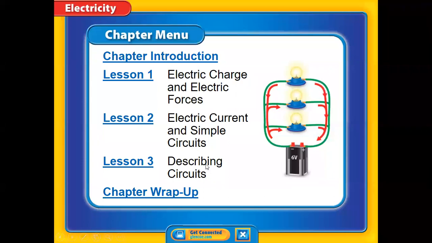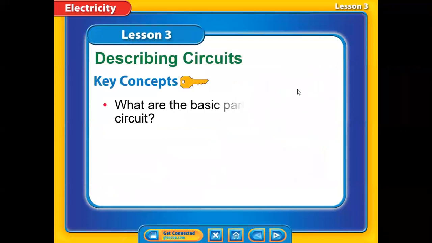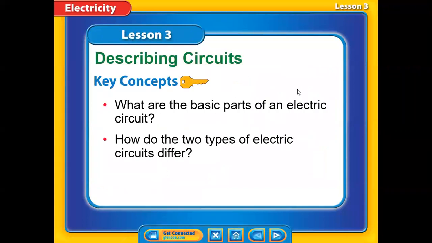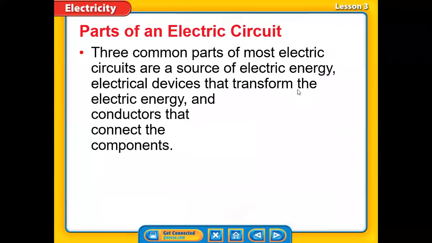So we are going to keep explaining Lesson 3, describing the electric circuit. We started that yesterday in our classroom. Today we're going to continue, but in the beginning we're going to revise what we explained yesterday about the circuits.